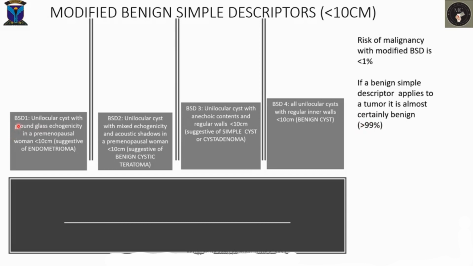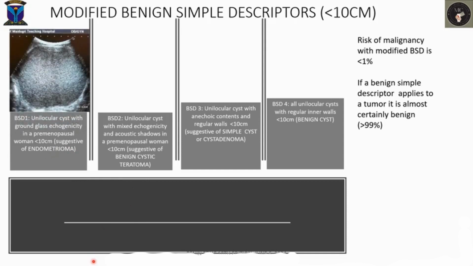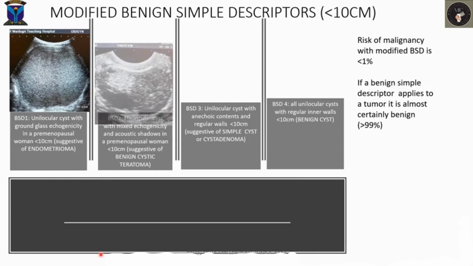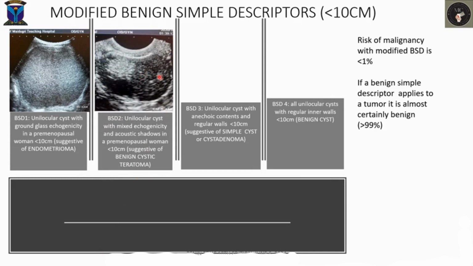So, looking at benign simple descriptor 1, it is a unilocular cyst with ground glass echogenicity in a premenopausal woman, less than 10 centimeters. This is suggestive of endometrioma. Benign simple descriptor 2 is a unilocular cyst with mixed echogenicity and acoustic shadows in a premenopausal woman, less than 10 centimeters, suggestive of benign cystic teratoma: hypoechoic, hyperechoic, mixed echogenicity, acoustic shadow.